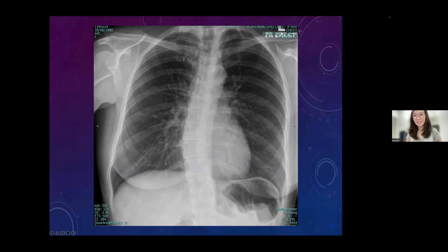Actually, it's a normal variant, not really a pathology. Anyone, please help me out here? So again, nobody answered, then we have to start looking at the review area, right?